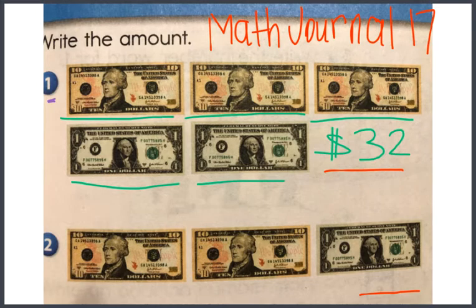For number 2, I'm going to do the same thing. I'm going to look at the bills that I have. I'm going to see which is the biggest, and I'm going to start with that first. Skip counting. I have 10s and a 1 again. 10, 20, 21. I have $21.